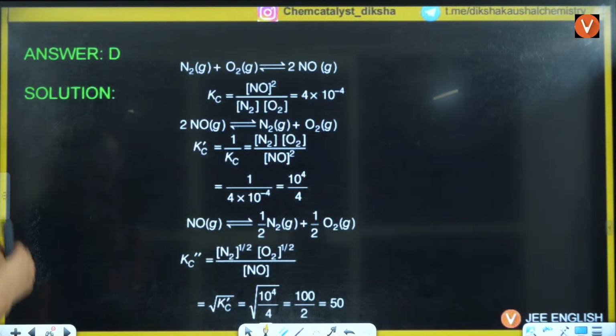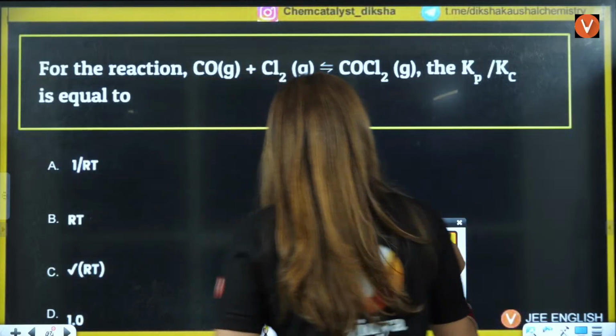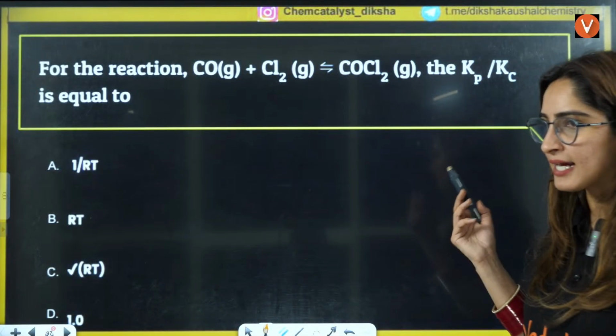Is that clear, beta? How much more zoom do you want me to do? Huh? I think that is enough.